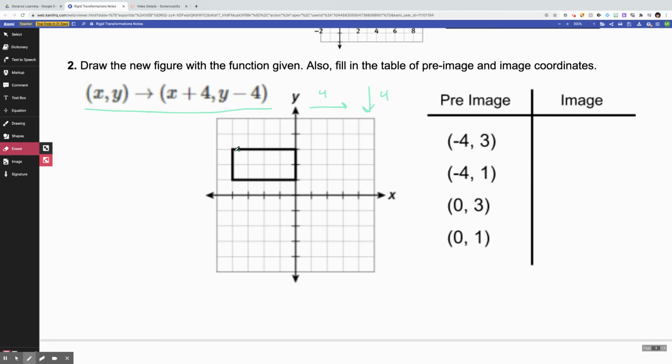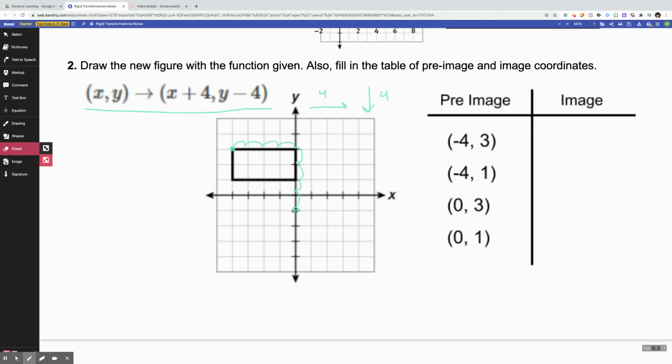So the best thing to do is just pick one of the endpoints, like one of the corner points, right? And then track what happens to that point, and then you can kind of draw the rest of the shape around that, okay? So if I'm moving 4 units to the right, 1, 2, 3, 4, and then 4 units down, 1, 2, 3, 4. So my point that was in the top left corner originally was up here, now is down here.